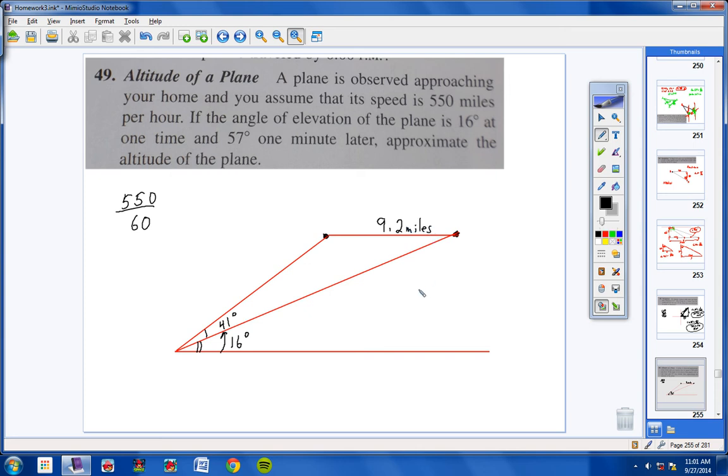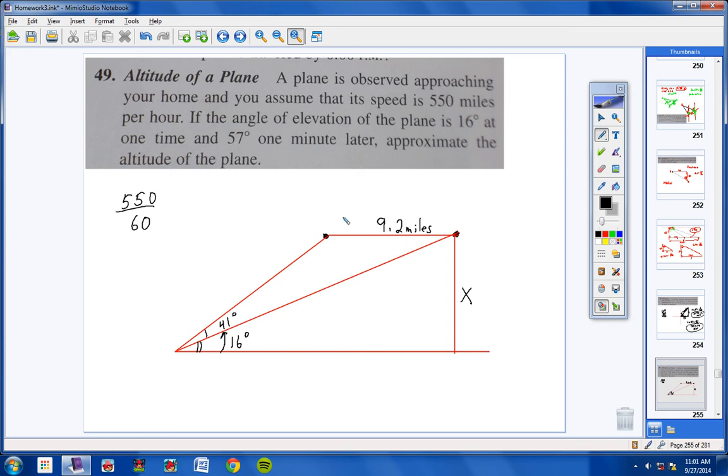All right, now let's see what we're looking for here. Find the altitude of the airplane. So here's the altitude right here, and that's what we're trying to find. Now, if you'll look, this is going to be a little difficult to do, but we're going to try to figure this out.